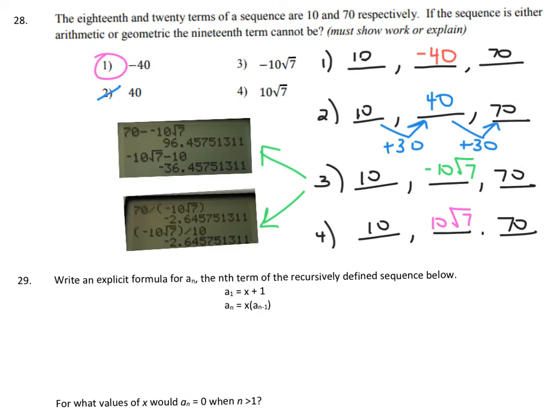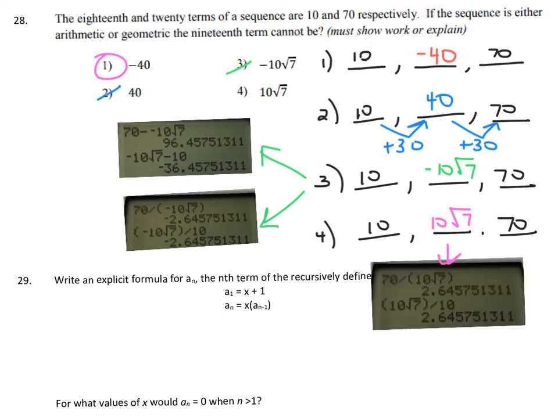Do this term divided by the term in front of it, and you get approximately negative 2.6. When you take this term and divide it by the term in front of it, look, you get that same exact decimal. So choice 3 does work. This is a geometric sequence. So choice 3 is out. Now, choice 4 says the same exact thing as choice 3. The only difference is, in this case, we're not multiplying by a negative to get from one term to the next. You're multiplying by a positive.